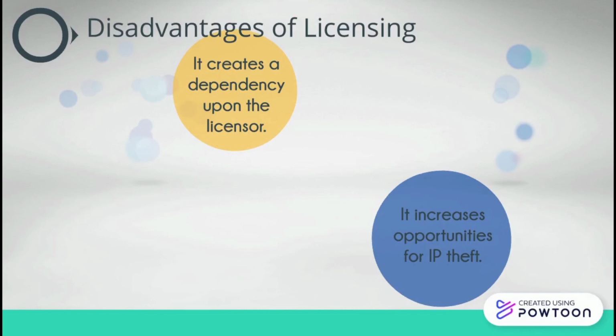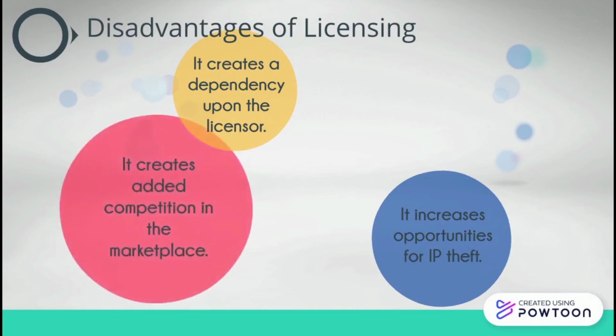Number 3. It creates added competition in the marketplace. Many licensors have found that their licensees eventually become competitors in their own marketplace. That creates a difficult situation, as one company or the other stands to lose from the process of selling IP in the same way. For that reason, many licenses include geographic barriers to protect against a needlessly competitive marketplace.